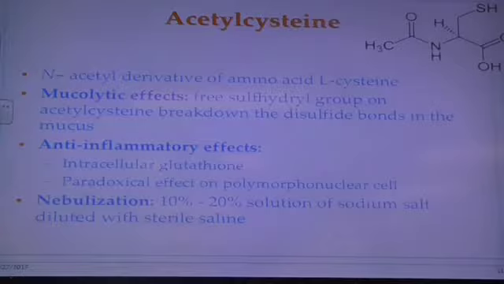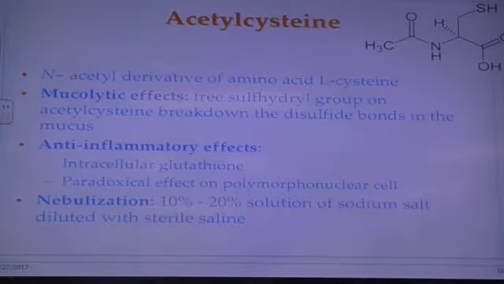It's not only in the hepatocyte. That's why we use it as an antidote for acetaminophen toxicity. But it is also a precursor of glutathione in the lymphocyte, intracellularly. Glutathione has an anti-inflammatory effect, and it also has a paradoxical effect on the polymorphonuclear cell.